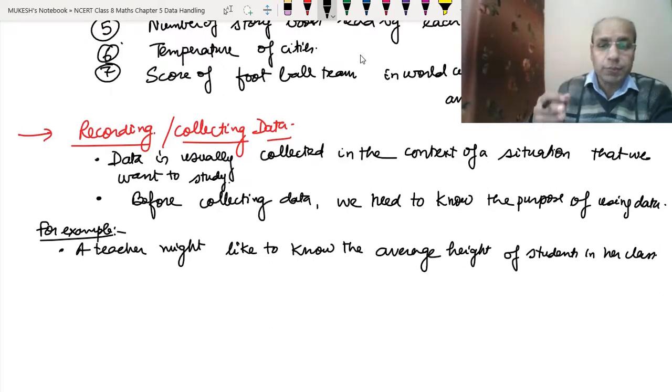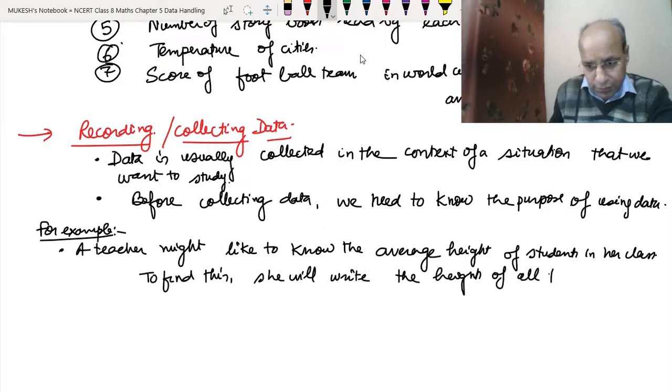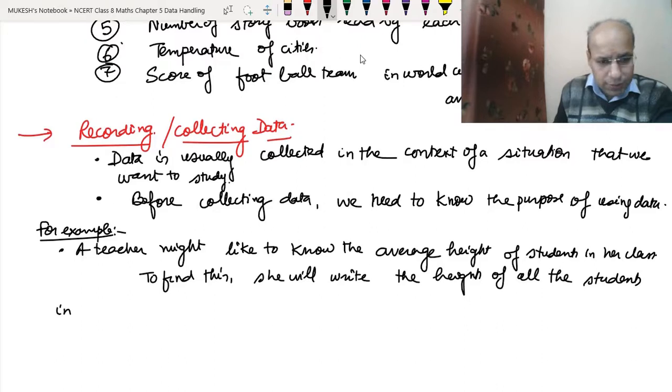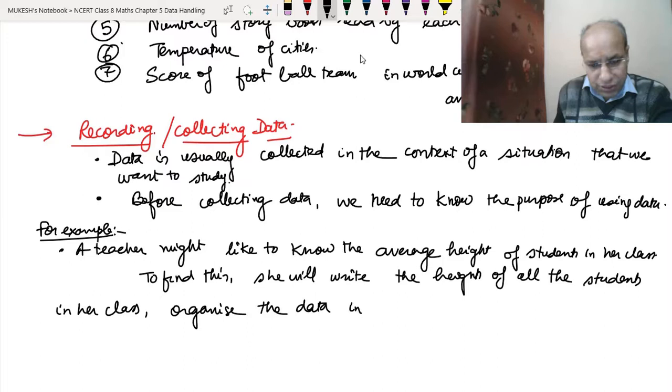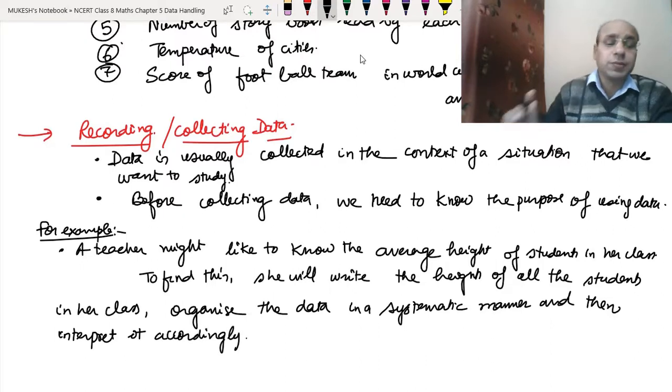So this way she can come to know which student has what height. Okay, so what she can do to find this: she will write the heights of all the students in her class, organize the data in a systematic manner, and then interpret it accordingly. Okay, so this is how she will collect the data.